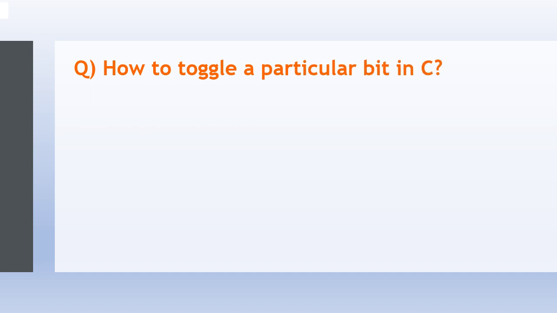Toggling is often used in embedded systems, and a port is considered to be a byte, right? A particular bit of a port, if it toggles, we can toggle an LED, something like that. So we can do this with the bitwise XOR operator. Use the bitwise XOR operator to toggle the bit of an integral data type.